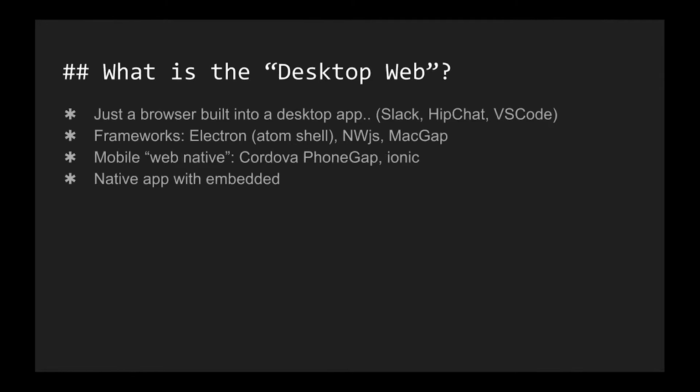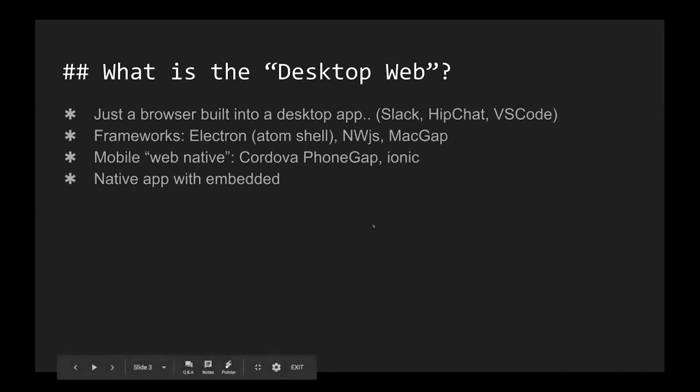So what is the desktop web? More or less, it's just desktop apps that have a built-in browser. There are frameworks like Electron where the entire application is written in JavaScript and HTML, and it allows developers, or web developers, to really quickly make desktop apps out of things. But we're not limited to that.